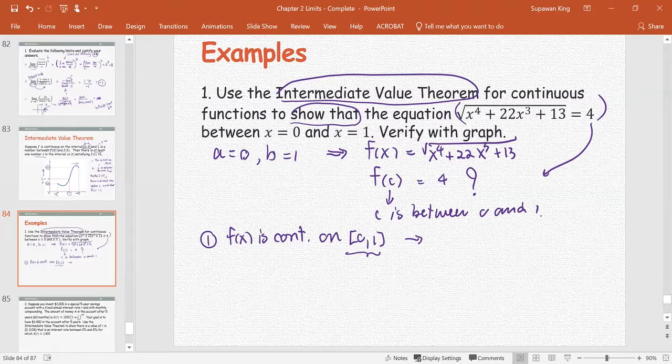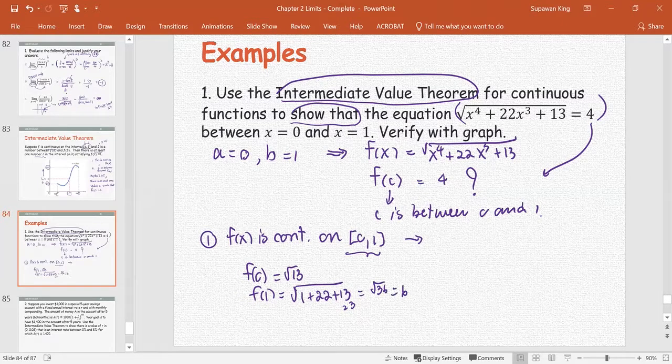As you replace the value 0, we can get the square root of 13. Let's check it out. So f at 0 is the square root of 13, and f at 1, we can get the square root of 1 plus 22 plus 13, which gives us 23 plus 13, which is the square root of 36, or 6. The value is 6. We can find the function value at 0 and the function value at 1.